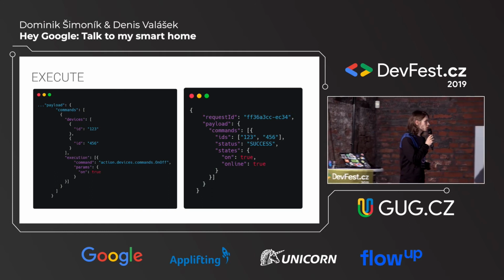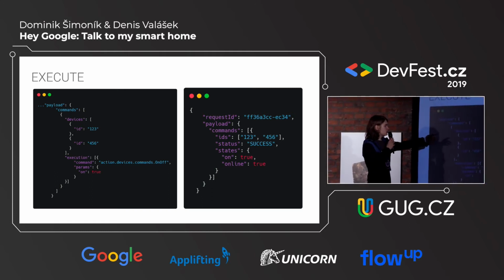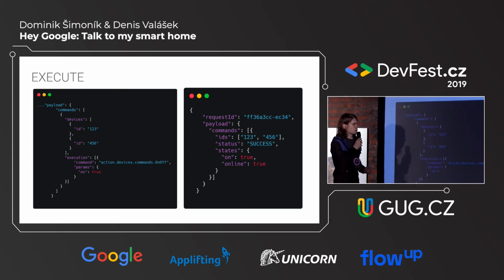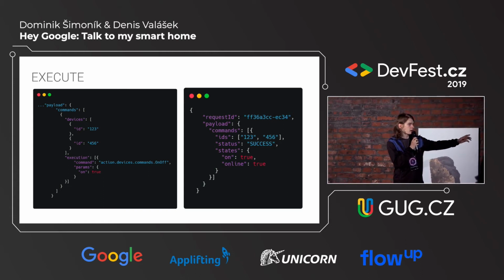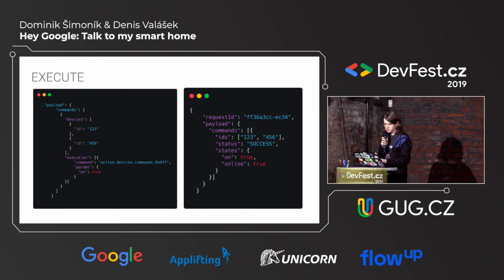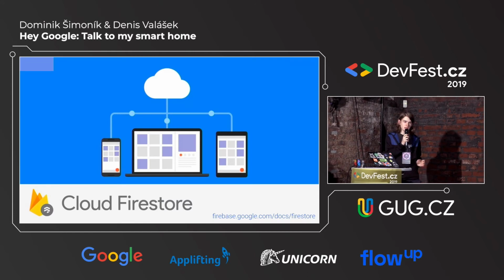And here is how it could look. So these are the IDs of the devices, and here is the parameter, turn them on, and you will report back that you turned them on and the devices are online, or for example, some error message. And back to Dominik.